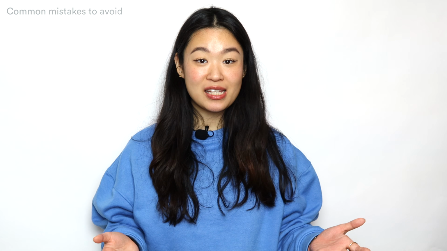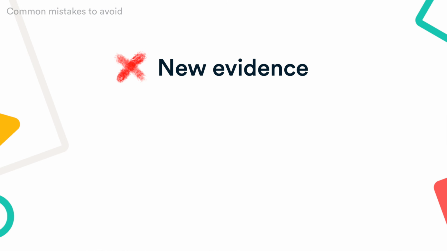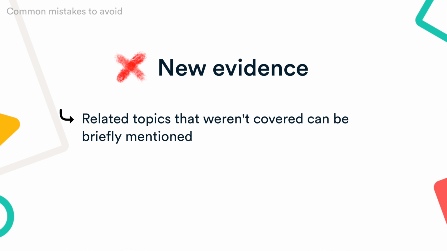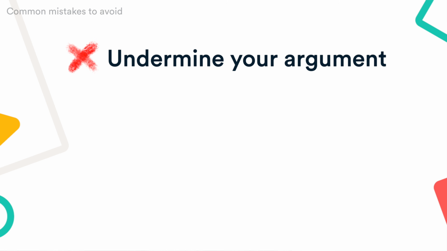There are some common mistakes that students make when writing a conclusion. Here are a few pitfalls to avoid. Don't include new evidence. It's okay to briefly mention related topics that you didn't cover in the essay. But any evidence or ideas that are essential to supporting your thesis should appear earlier in the essay, not in the conclusion.